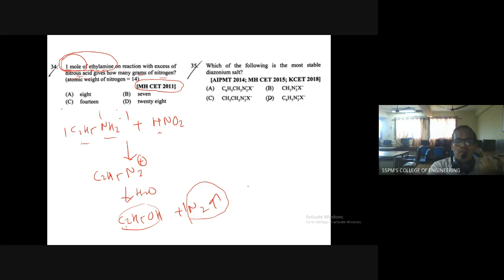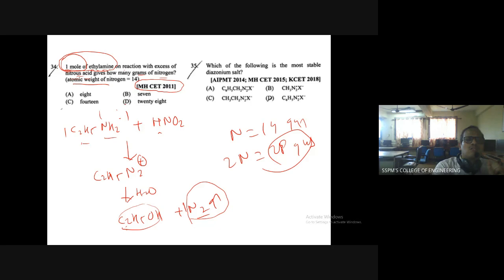So what is the weight of 1 mole of nitrogen? Here the atomic weight is given. One atom of nitrogen is 14 grams. We have N2, which means 2 nitrogen atoms. So 14 into 2 means 28 grams. So the answer is 28 grams. This is option D, the answer.